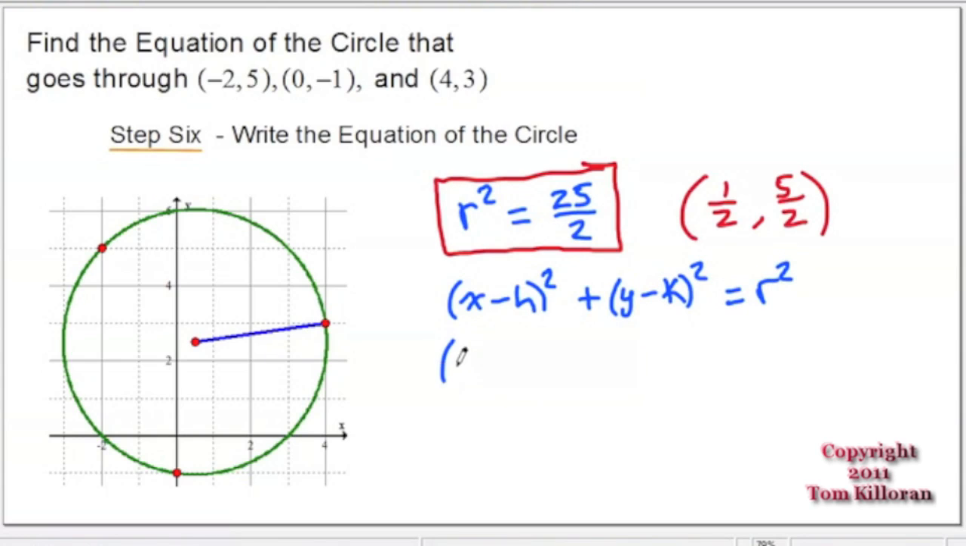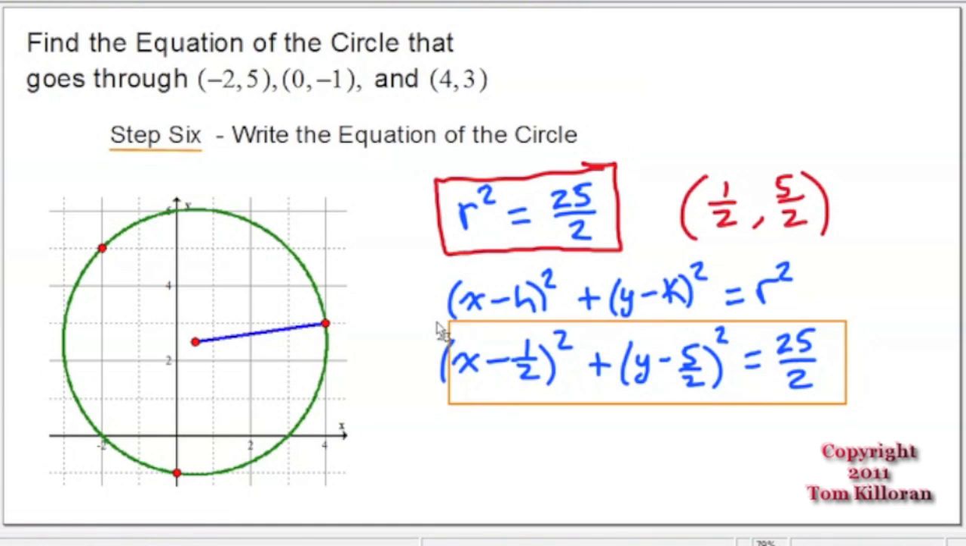And plug in what we know. Now h in this case is a half, so it would be (x minus a half) all squared plus (y minus 5 halves) all squared is equal to our radius squared, which we found to be 25 halves. And that would be the end of the problem. This is all we wanted. That's the equation of the circle that goes through the 3 given points, (-2, 5), (0, -1), and (4, 3), and they're all on the circle perfectly.